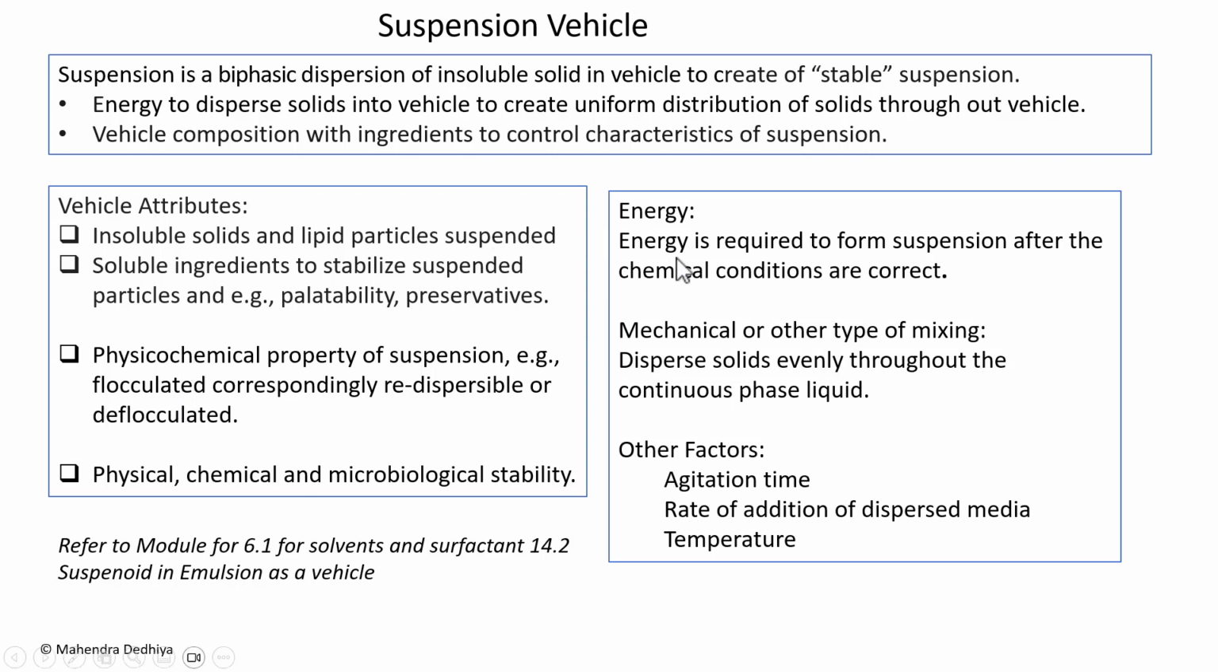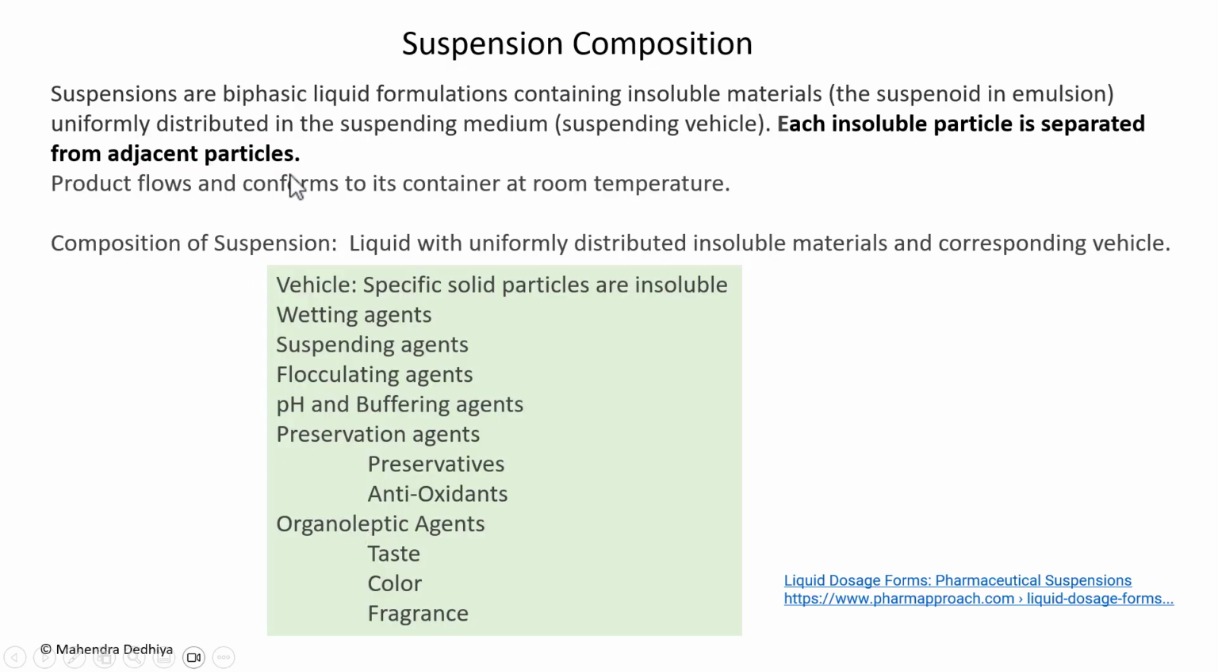Energy is required to form suspension. Once vehicle attributes are there, mixing or other energy can be provided. Mechanical energies are then used to disperse solid evenly through the continuous phase. Readers are requested to refer to Module 6.1 for solution and suspension, and 14.2 for suspensoid in emulsion vehicle. Suspension composition involves insoluble particles separated from the adjacent particles. That requires carefully selected vehicle properties. In this module, we will focus on the composition of the vehicle.